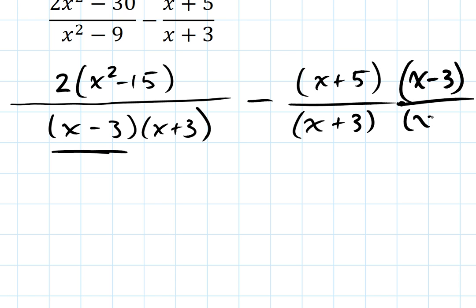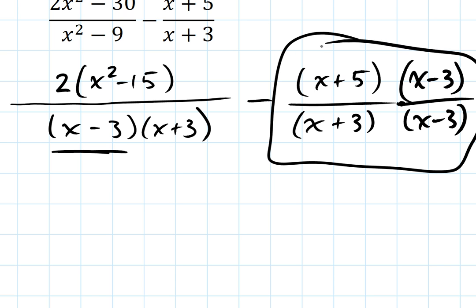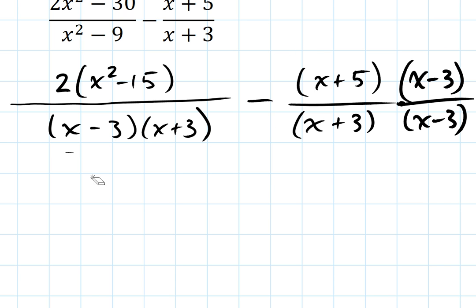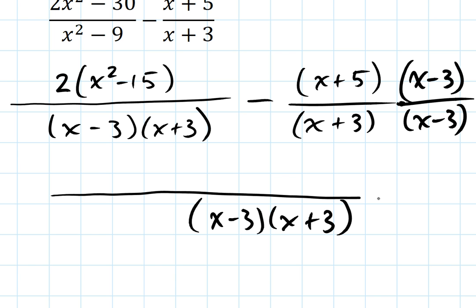over x minus 3. And that will totally give me common denominators, and it will also simultaneously adjust the numerator so that this fraction is exactly the same fraction that I started with. They're equivalent to each other. Well, now that I have my common denominator of x minus 3 times x plus 3, let's go ahead and simplify my numerator.